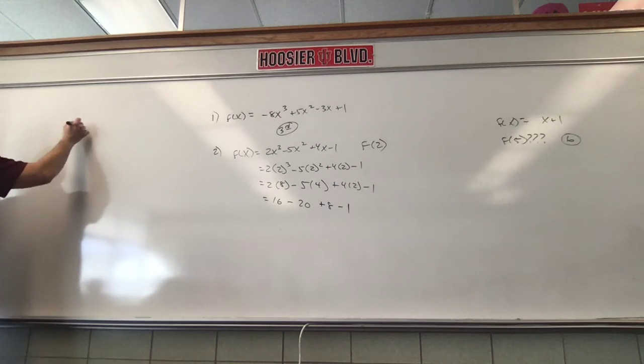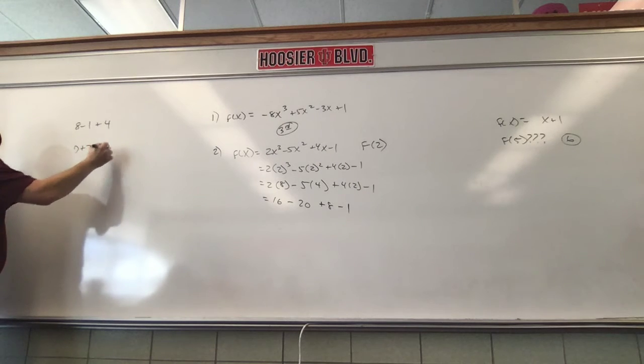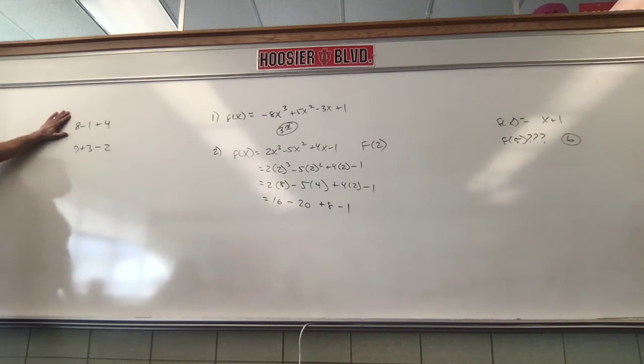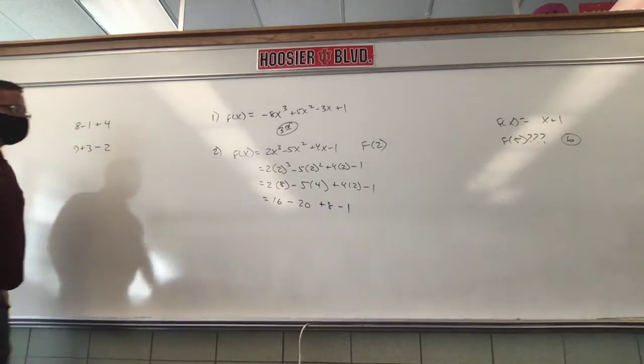If I give you this right here, 8 minus 1 plus 4, 7 plus 3 minus 2. What do I do first here, add or subtract? You subtract first. You know what you do first here? You add first. What do you do first? Whichever's first. Whichever you see first. You don't add and then subtract. And you don't subtract and then add. You do whatever you see first. You go straight through.